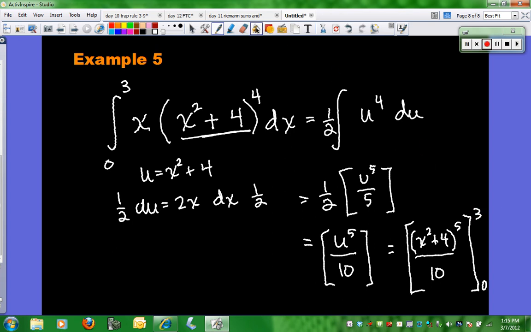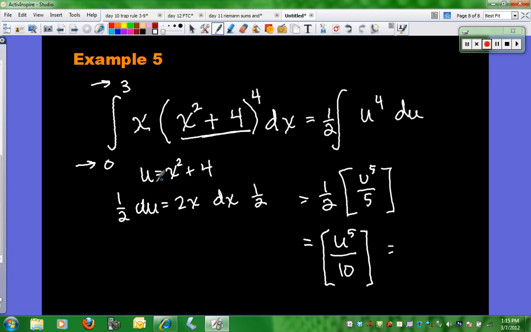There's another way to do it that sometimes is a lot easier. So I'm going to erase that. And you might have some trouble understanding this right now, but that's okay. We'll go over it again in class. Instead of putting 0 and 3 here, we can't because they're x's. Let's turn them into u's. How do I do that? I plug 0 and 3 into my equation for u.